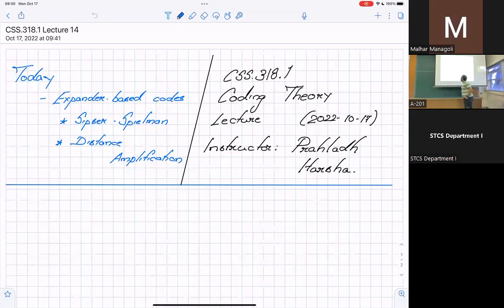Welcome to lecture 14. We'll continue our discussion on expander-based codes. So we will quickly recall towards the end of last lecture. We were talking about these expander codes, which are those codes due to Sipser-Spielman.